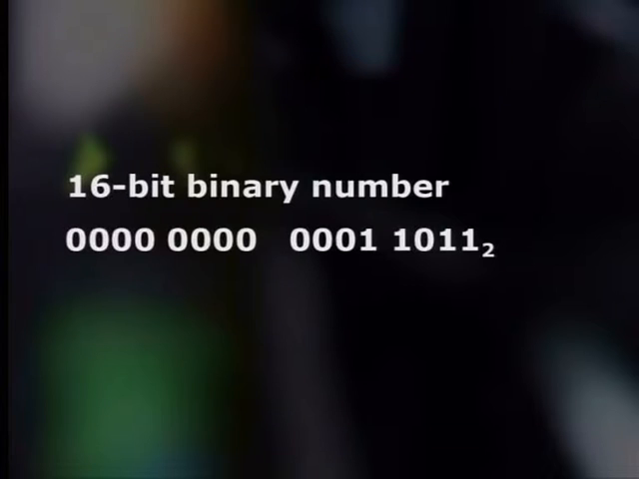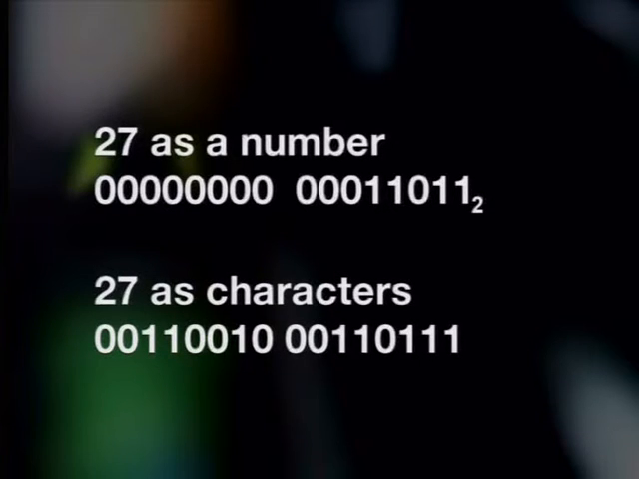If the computer has a 16-bit word size, it would look like this. We know that 27 base 10 is 11011 base 2. That's only 5 bits. So then we must fill up with zeros to the left until we have 16 bits. You can see that 27 as a number and 27 as 2 ASCII characters look quite different.